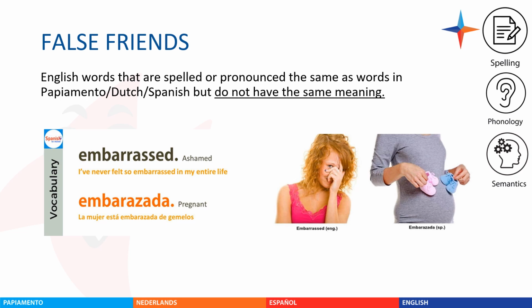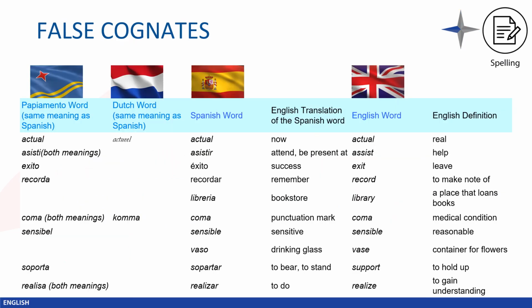Because with cognates they should have the same meaning, but with false friends they are spelled exactly the same or almost the same, but the most important thing is they don't have the same meaning. Like you can see here, embarrassed is not embarazada. So embarrassed, you feel ashamed of something, and embarazada in Spanish, you're pregnant. Yes, false cognates or false friends.